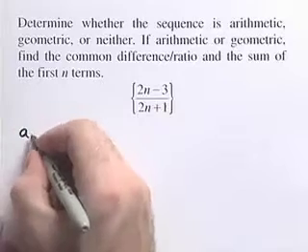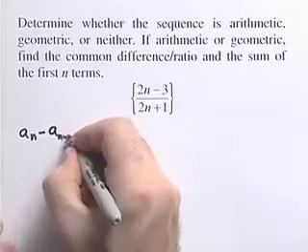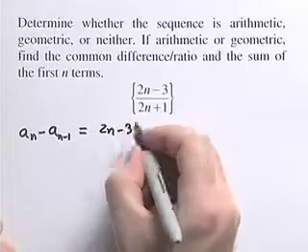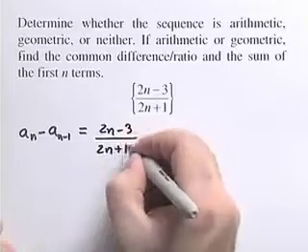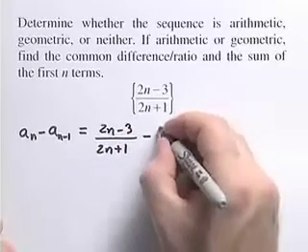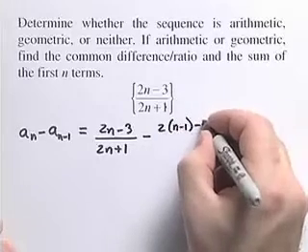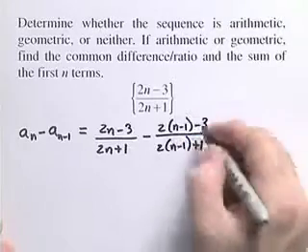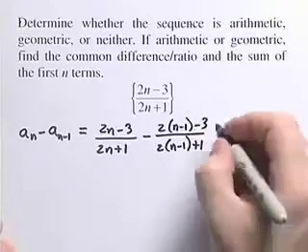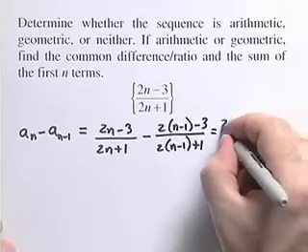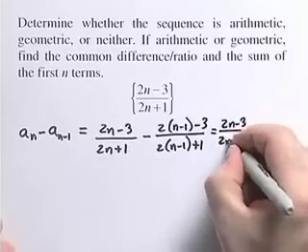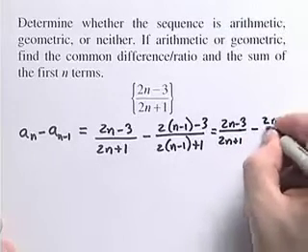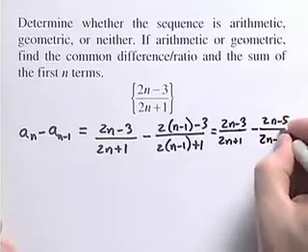That is, we want to find a sub n minus a sub n minus 1. To do that, we'll have (2n - 3)/(2n + 1), that's the nth term, minus (2(n - 1) - 3)/(2(n - 1) + 1), that's the n minus first term. This is equal to (2n - 3)/(2n + 1) minus (2n - 5)/(2n - 1).